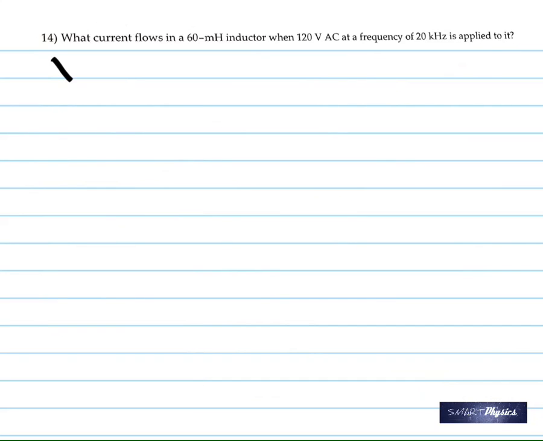What current flows in a 60 millihenry inductor when 120 volt at frequency 20 kilohertz is applied? We have to find the current here. And current is voltage divided by impedance. So first find the impedance, which is the inductive reactance in this case.